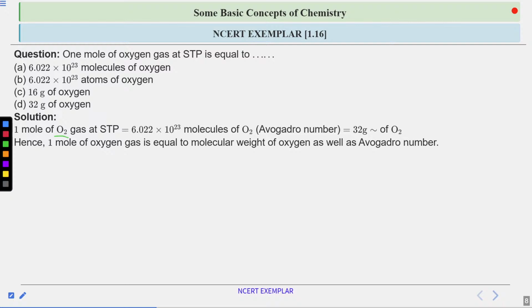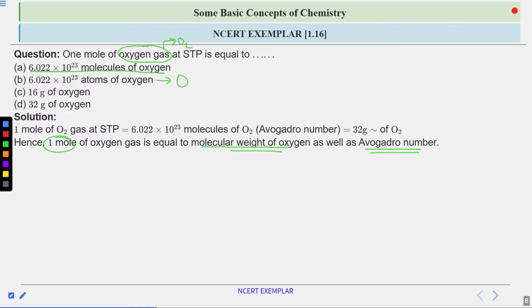Hence, we can say that 1 mole of oxygen contains, first of all, the molecular weight of oxygen as well as the Avogadro number. Therefore, the correct options are A and D respectively. So, again, I am re-explaining this question. When I say 1 mole of anything, it means Na number of that same thing. Got it? So, when I am saying 1 mole of oxygen gas, and oxygen gas is O2, by this we can say that we have 6.022 into 10 to the power 23 molecules of oxygen. Now, why not atoms? Because when we are saying atoms, we only consider this O and not the O2.